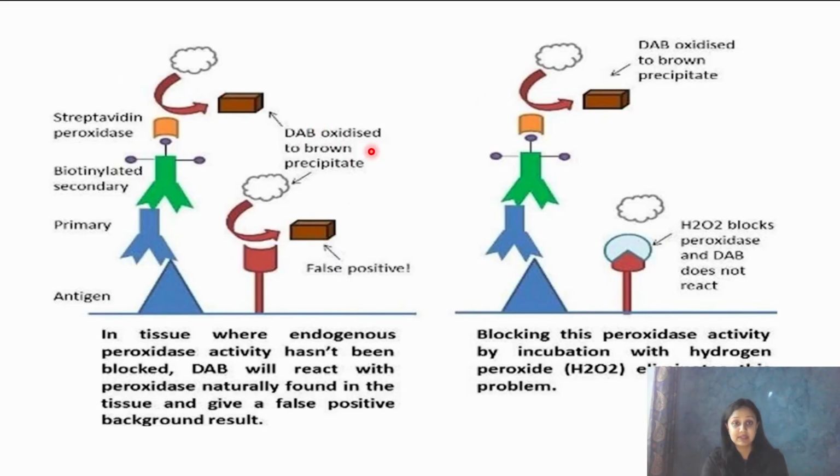So what happens is this DAB oxidizes to brown precipitate. When this brown precipitate is formed, it gives us a false positive result, which shouldn't have happened, right? So in the case where we are blocking the peroxidase activity, what we do is we use H2O2, we block the peroxidase activity, and this H2O2 blocks peroxidase and DAB does not react. If DAB is not reacting, it is not going to create a brown precipitate and it is not going to hinder with our IHC color.